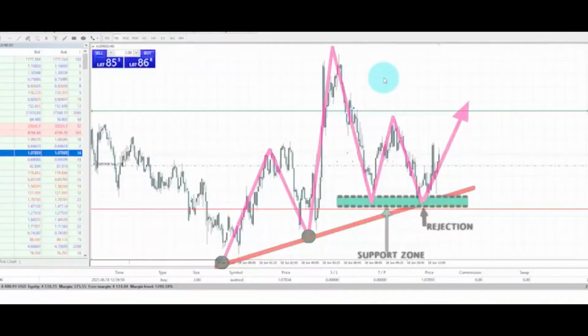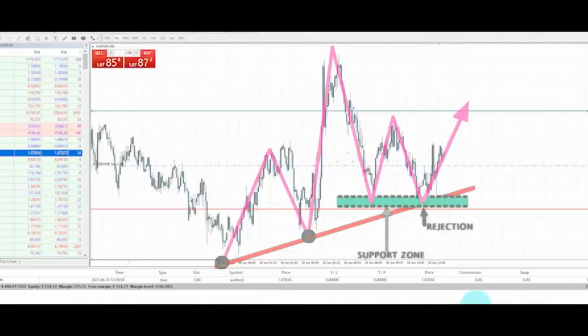Uptrend lines act as support and indicate that net demand, less supply, is increasing even as the price rises. A rising price combined with increasing demand is very bullish, and shows a strong determination on the part of the buyers. As long as prices remain above the trend line, the uptrend is considered solid and intact.